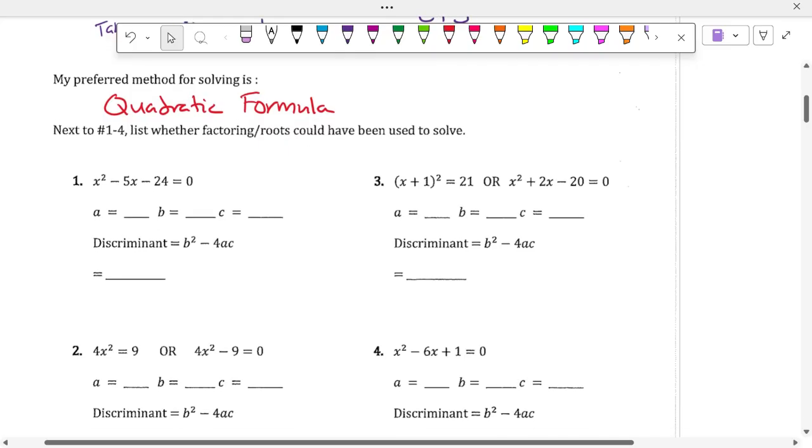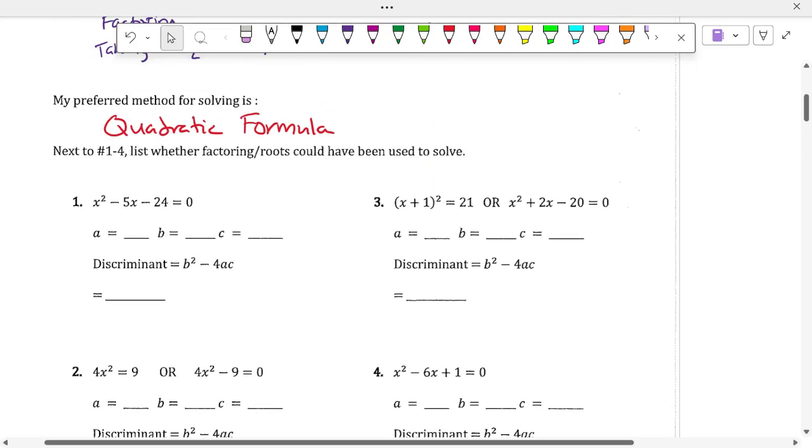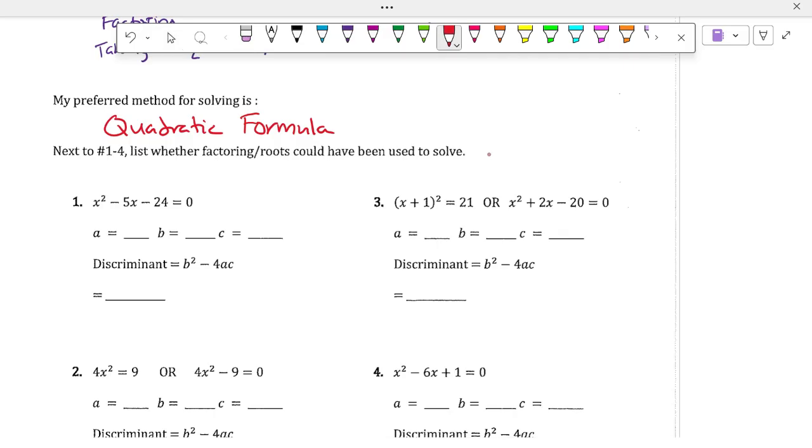Now, a little review. So let's just list our A, B, and C values. So remember, if you start with ax squared plus bx plus c equals 0, that's your standard form. We're going to list our A, B, and C values because you'll need this for the quadratic formula. So what's my A value for number 1? B? C.